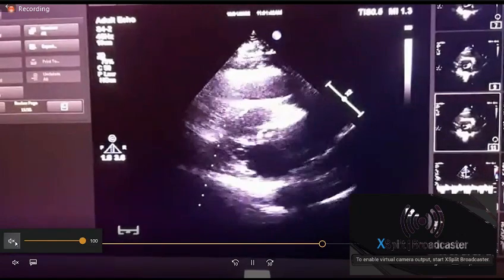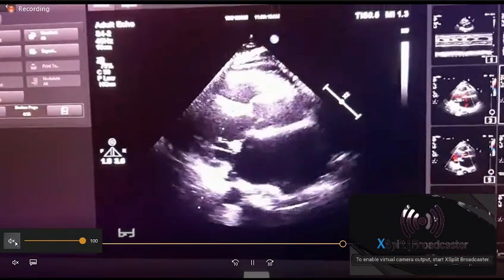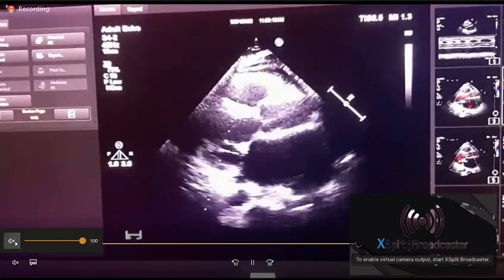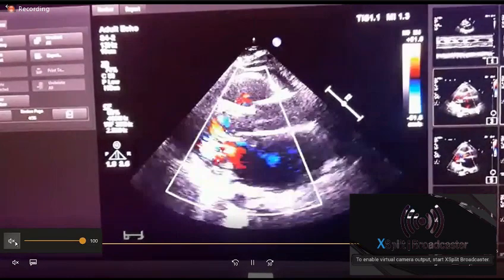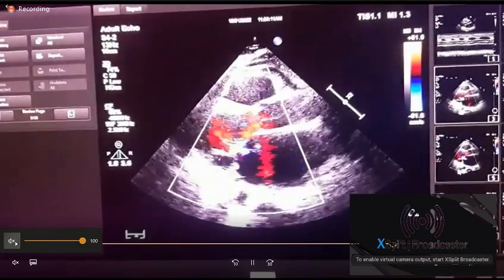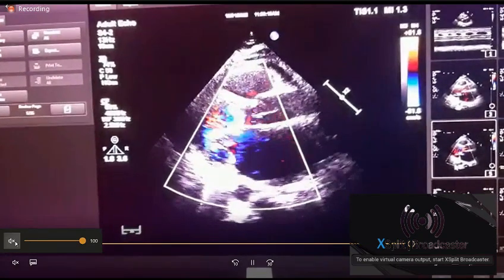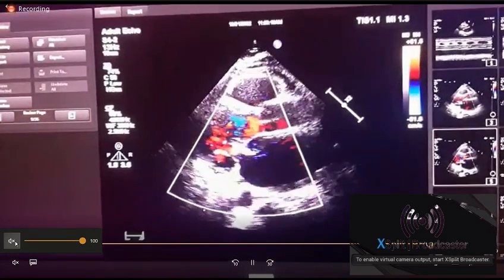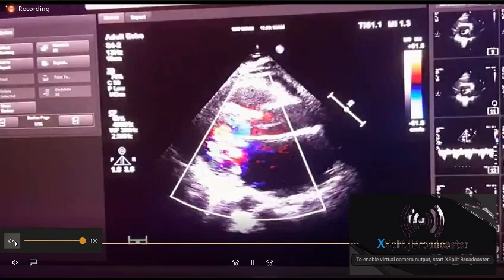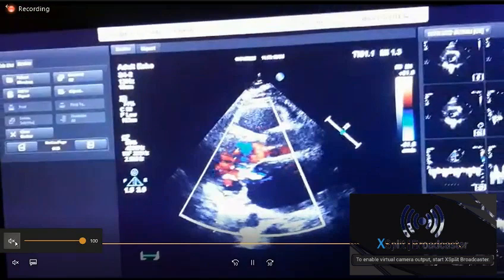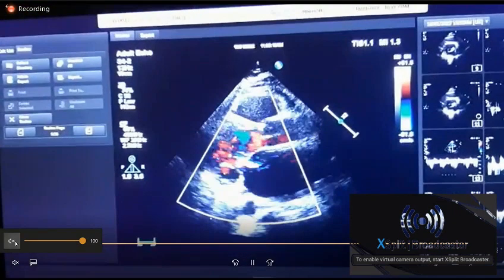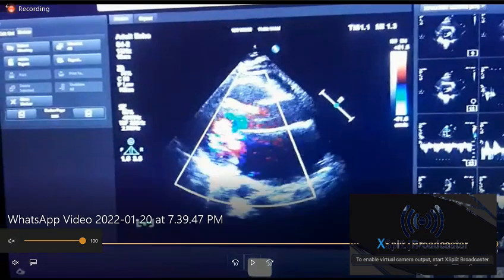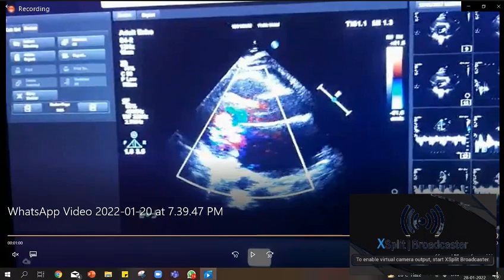From parasternal, ma'am, put it from parasternal. Yes, it's a parasternal long axis view, sir. We can see both the AML and PML thickened, sir, and PML is fixed. And here the MR jet in parasternal view, MR is not very significant.